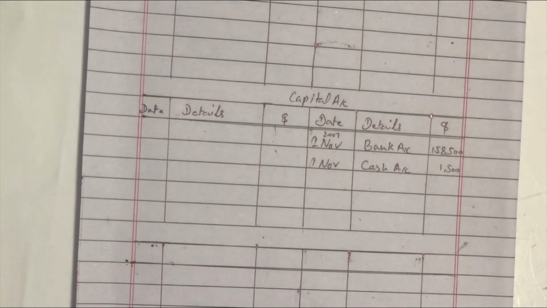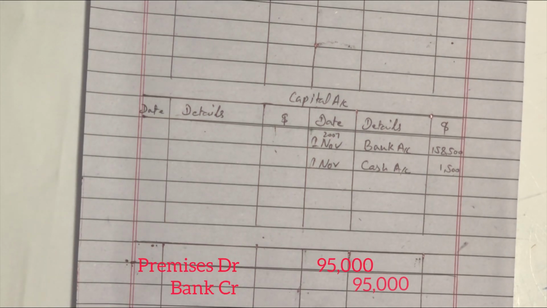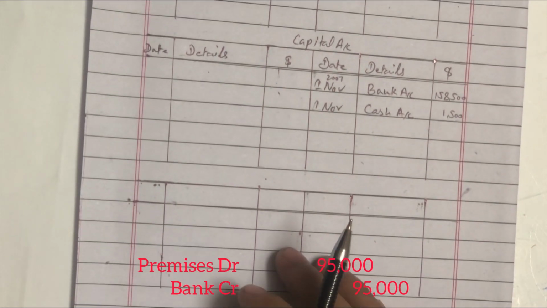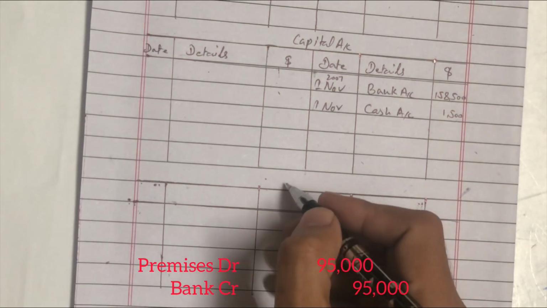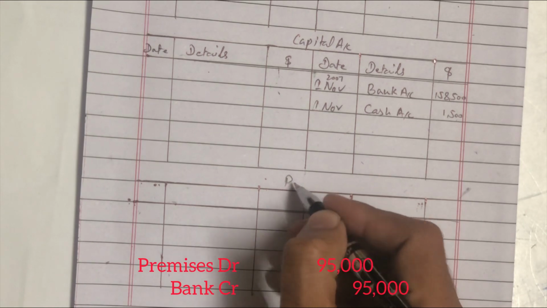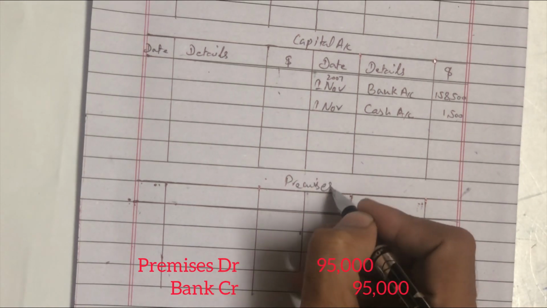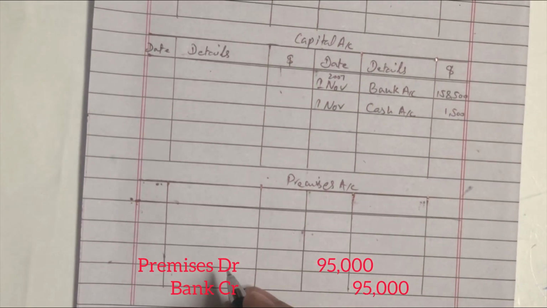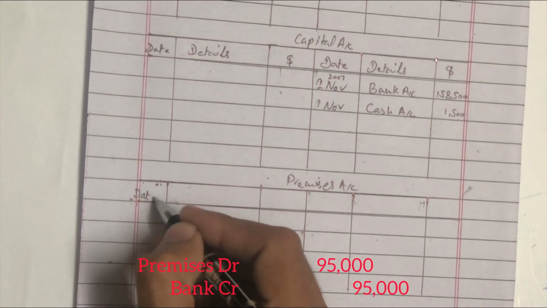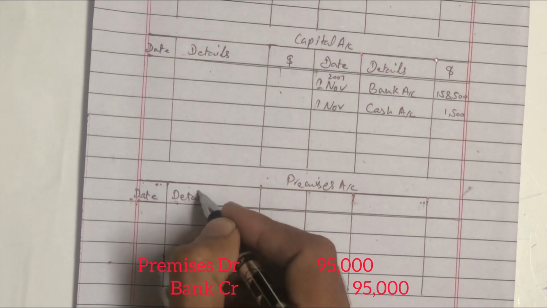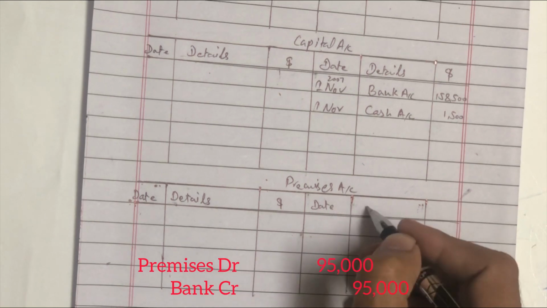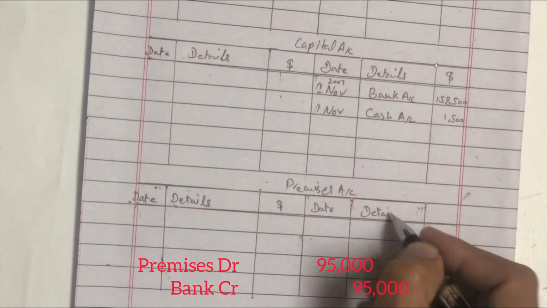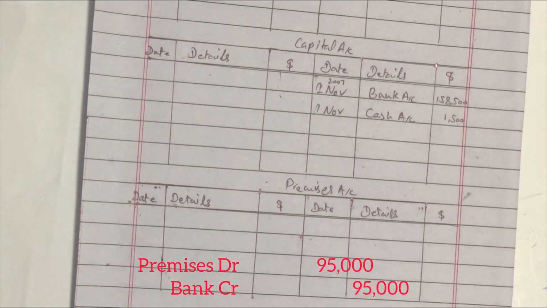Now the next entry is the premises account is debited and the bank account is credited. So what do we need? We need a premises account. So let me make a premises account here. Again, I need to write down date, details, and the amount. Here again, date, details, and the amount column.